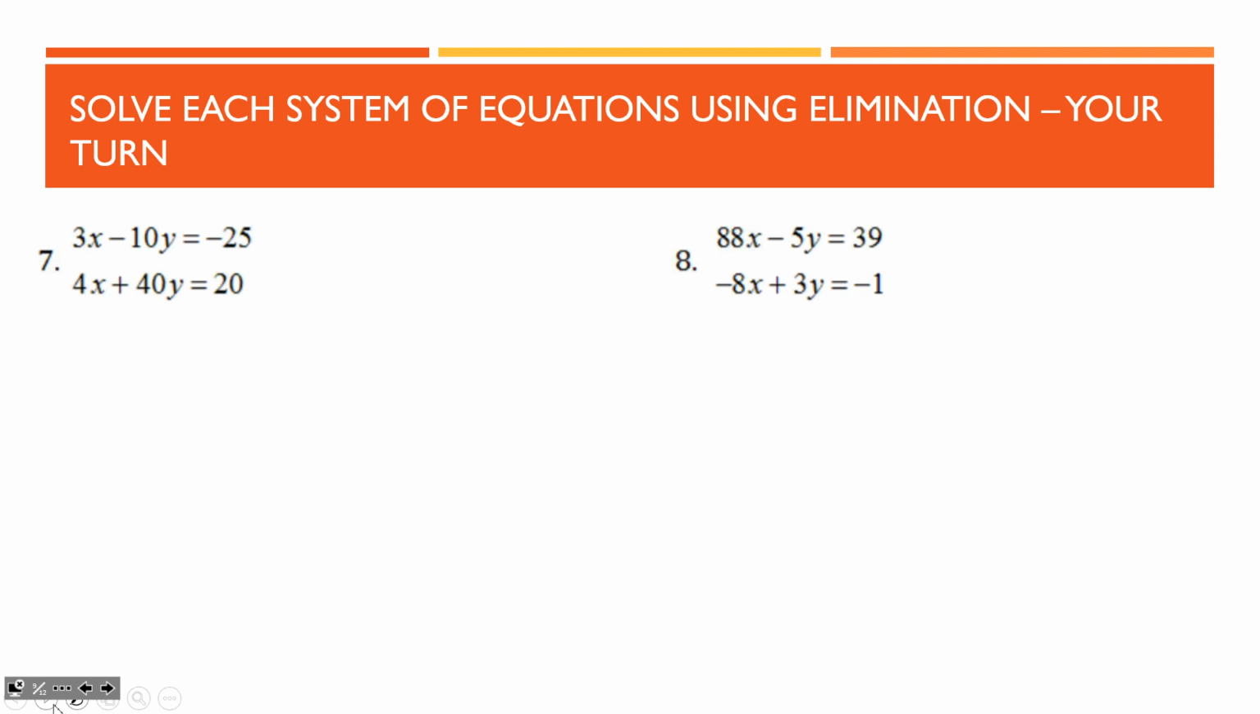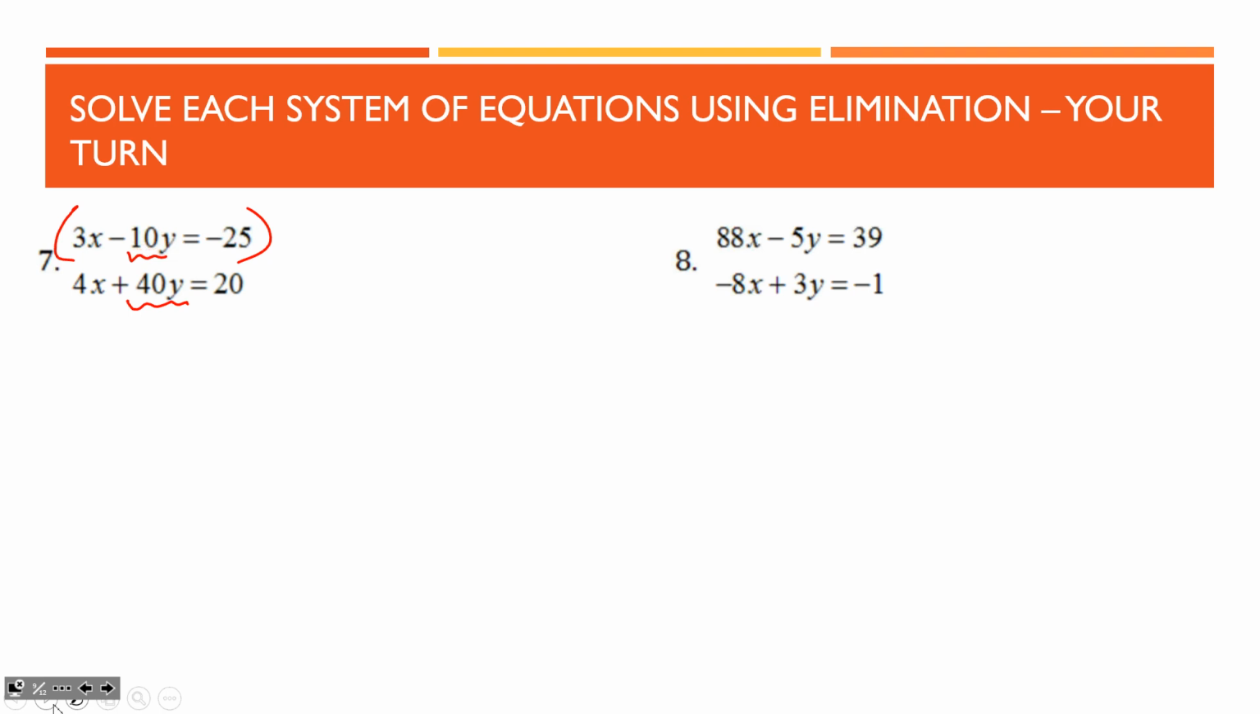When I look at number 7, I notice the x's aren't going to eliminate because 3x plus 4x is not 0. And negative 10y plus 40y is not 0. So the y's don't eliminate either. But I notice that this is a 40. How can I pretty easily get this to a 40? By multiplying by 4, right? But I also need to keep in mind, I need the signs to be different.